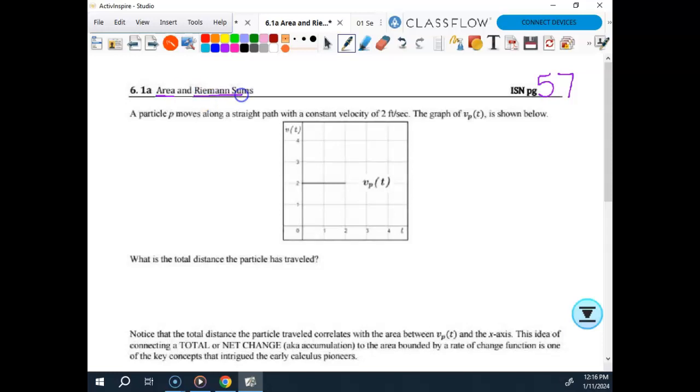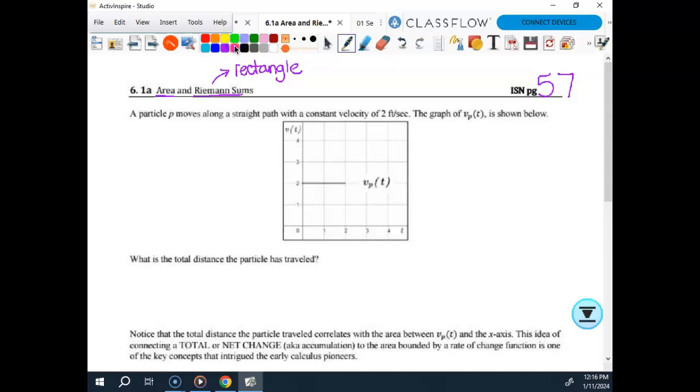These Riemann sums are named after a dude named Riemann. But anytime you see the word Riemann, it refers to rectangle. So, are you capable of finding the area of a rectangle? I certainly hope so. So then we should be able to get through this with no problem.